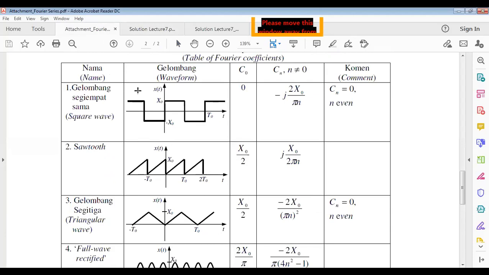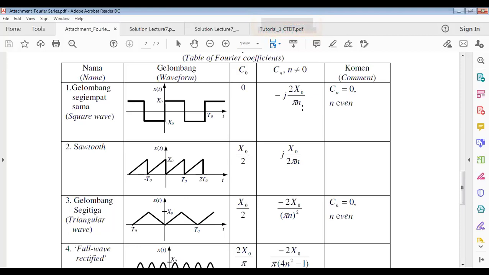For instance, if you refer to table B3, signal number 1, the square wave function, we can see that for this particular square wave, C naught will be equal to 0. And the Cn is here, but you have to remember there is an additional thing: the Cn that we are having here will be equal to 0 for even n. This means the value of Cn is valid only for odd n: negative 3, negative 1, positive 1, and positive 3. For even n, 2, 4, 6, and so on, the value will be 0. So you have to be very careful on these additional comments for each table.